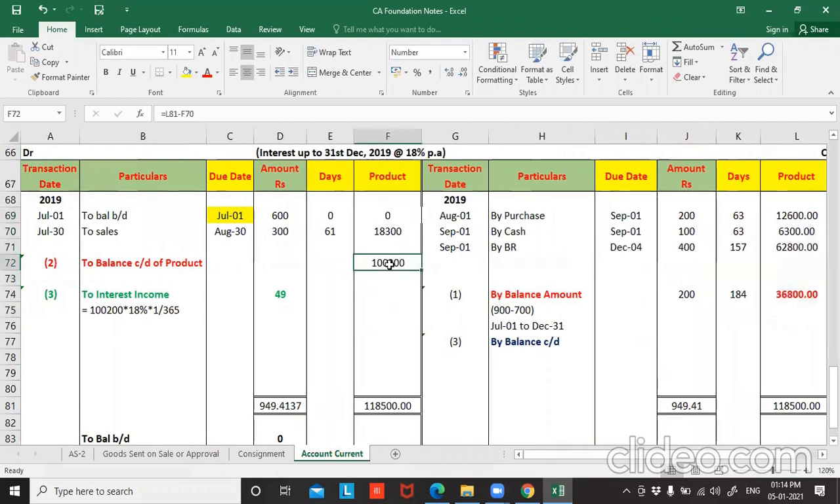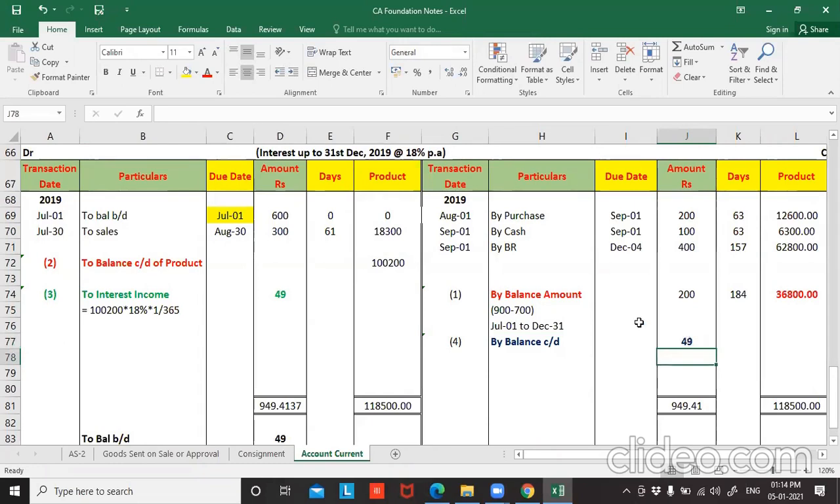We have taken 1,00,200 as the balance of the product. On that, we calculated interest income. This is step 3. Now, finally, we have to do the balancing. Step 4. Now, guys, again, we have to balance the amount column. The amount column is still not balanced. So the fourth step finally is the balancing of the amount column. 600 plus 300 plus 49 is 949, whereas here on the debit side, it is only 900. So balance carried on will always be equal to the interest element.